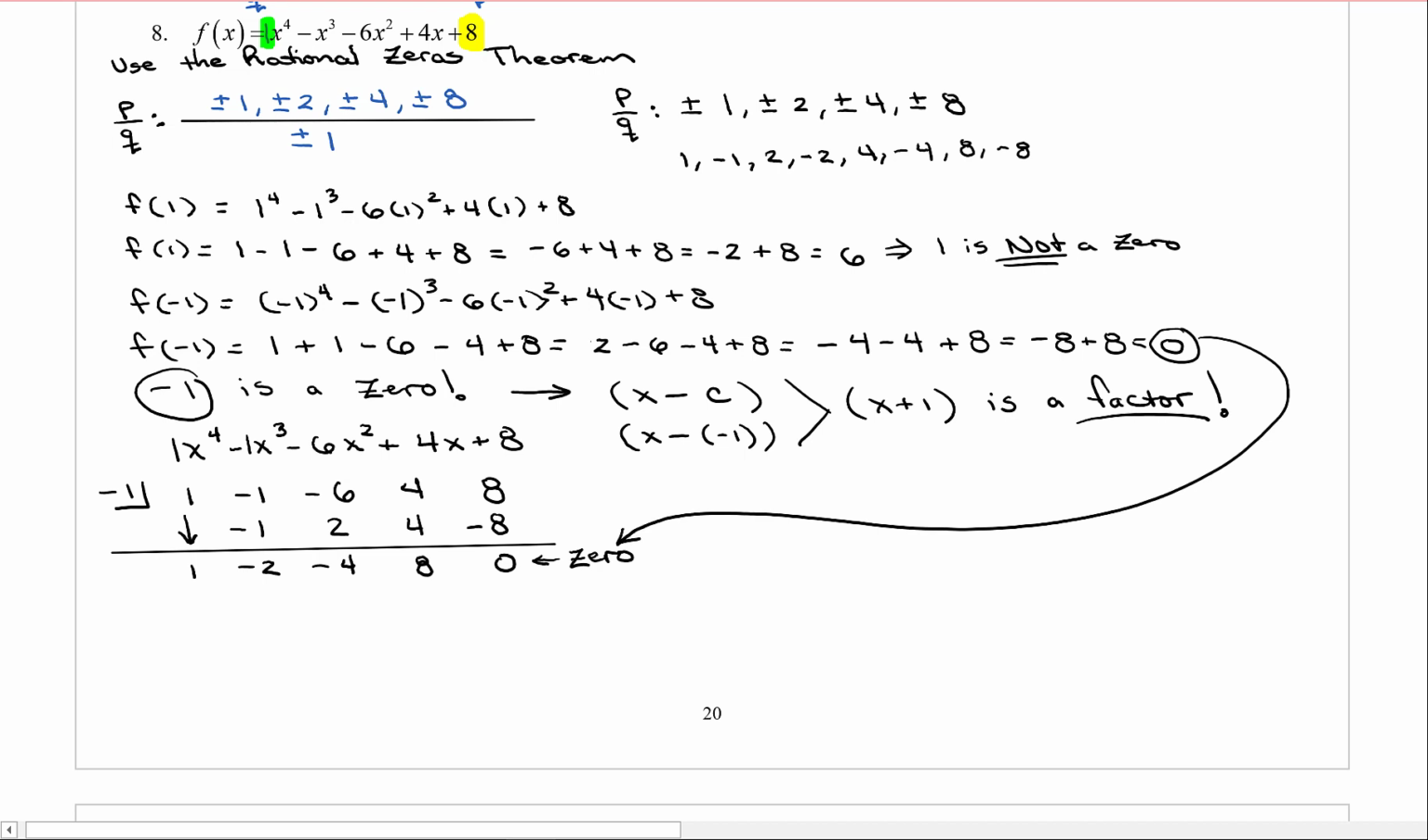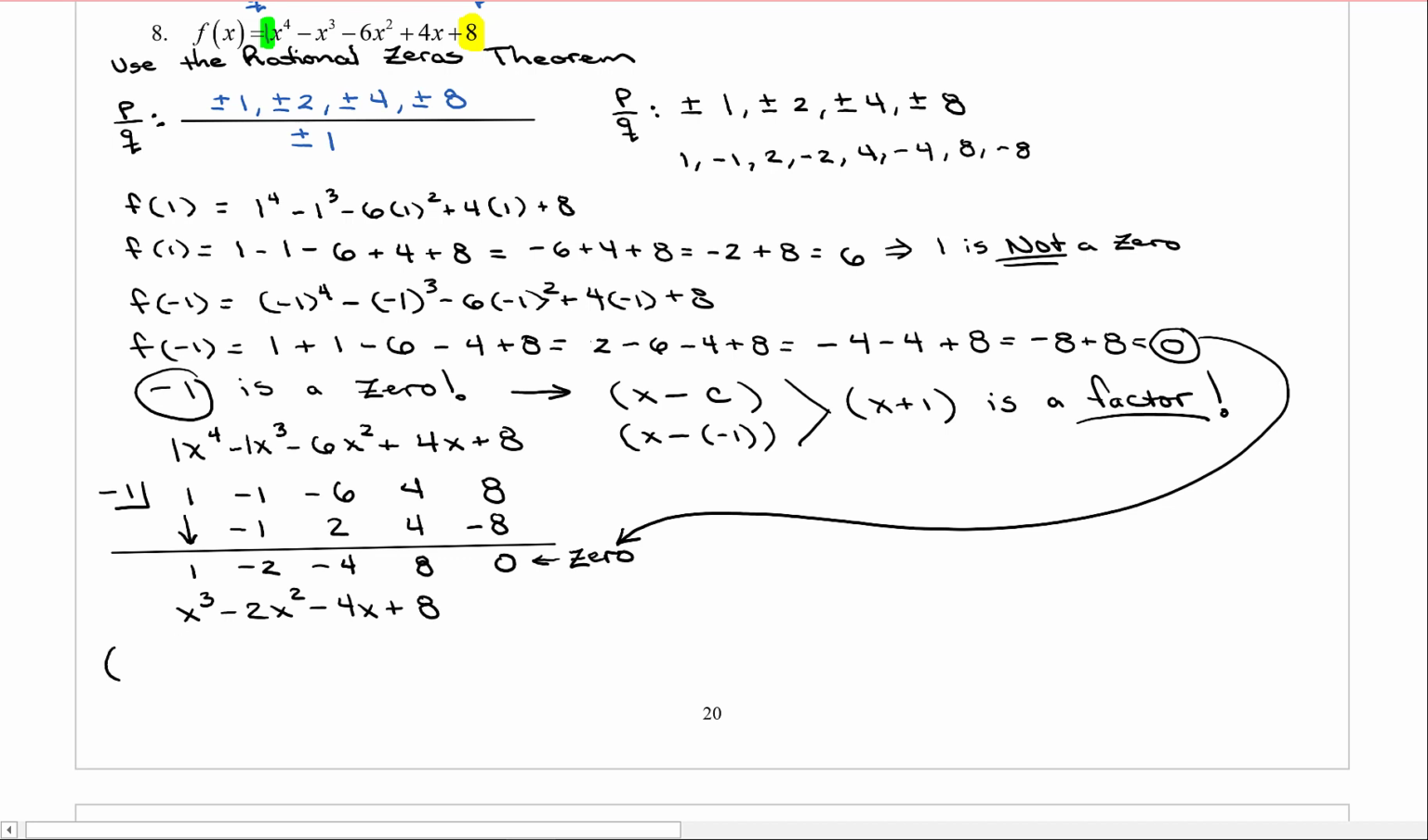These both should be zeros, right? If you got a 0 when you did f of -1, then the last number that you get here from synthetic division, which represents the remainder, should also be a 0, or that means you made a mistake.